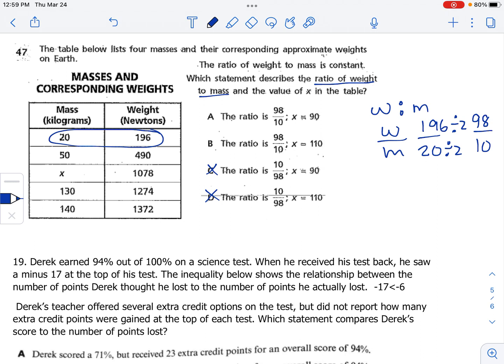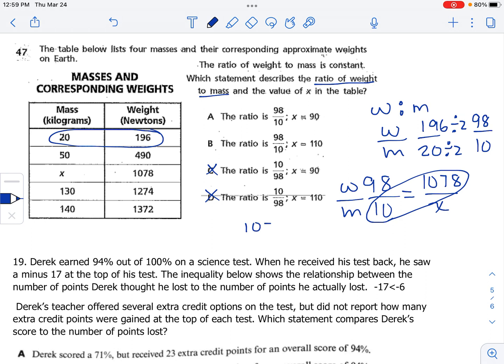Okay, so let's set up a proportion. If we know it's 98 over 10 for the weight over the mass, we know what the weight is. It's 1,078. We don't know what the mass is. So we're going to have to cross multiply here to figure out what x is. 10 times 1,078 is 10,780, right? It's 1,078 times 1, and then we're putting a 0 on, and that's equal to 98x. We're going to divide by our third number here, divide by 98.